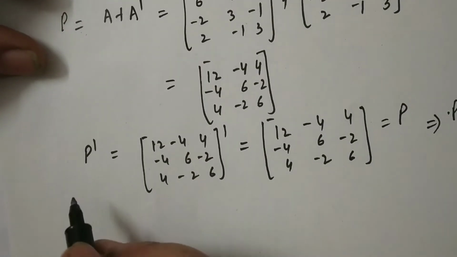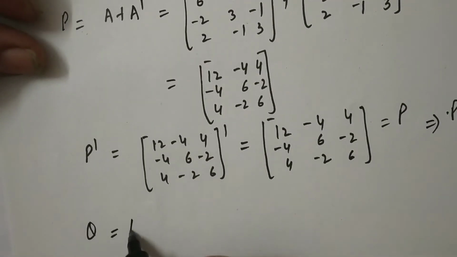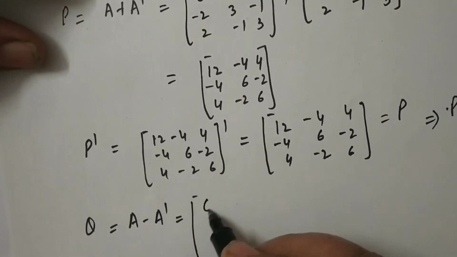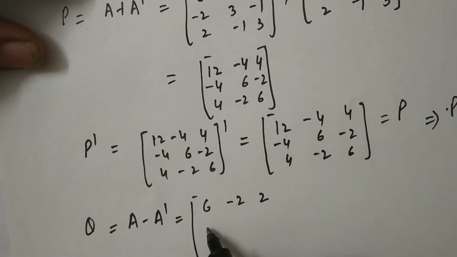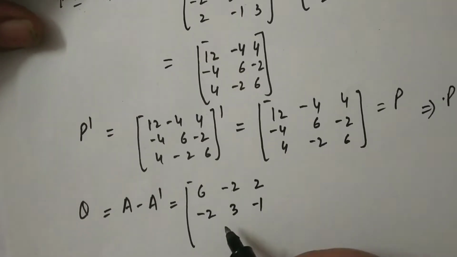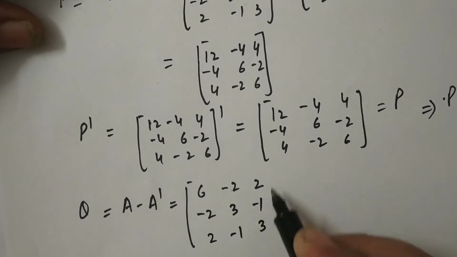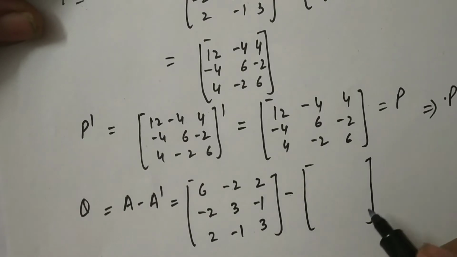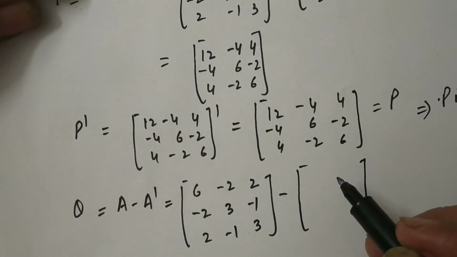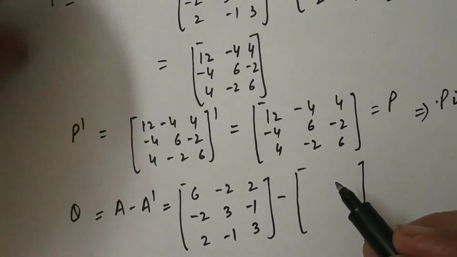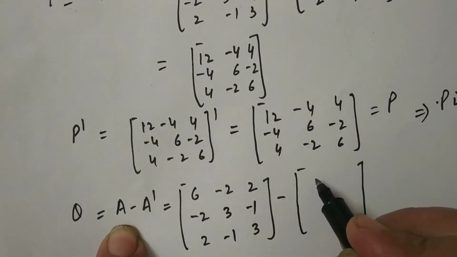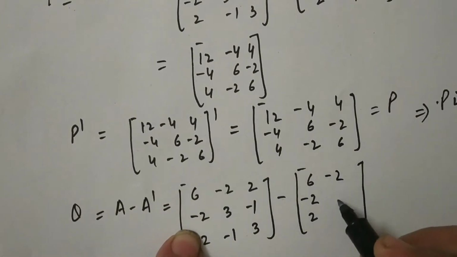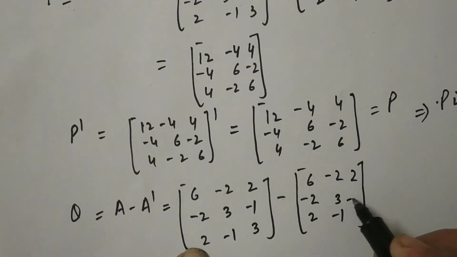Now again I'll find a new matrix Q, which will be equal to A minus A transpose. I can find that it is [6, -2, 2; -2, 3, -1; 2, -1, 3] minus, what will A transpose be? A transpose is again this transpose, where row becomes column: [6, -2, 2; -2, 3, -1; 2, -1, 3].